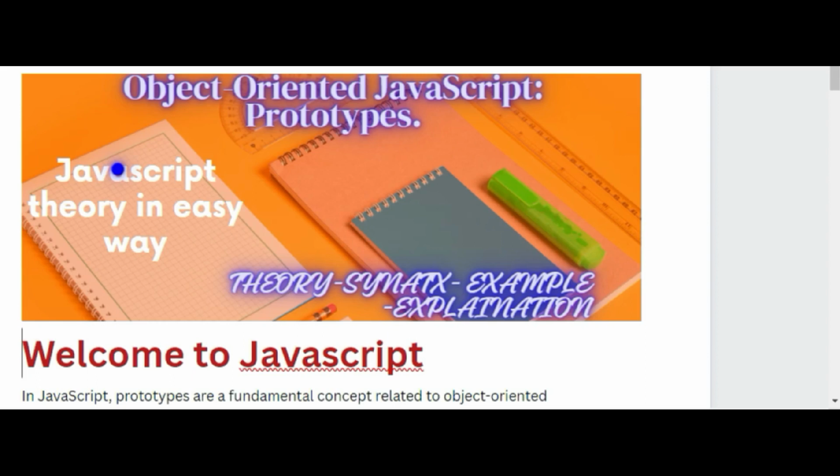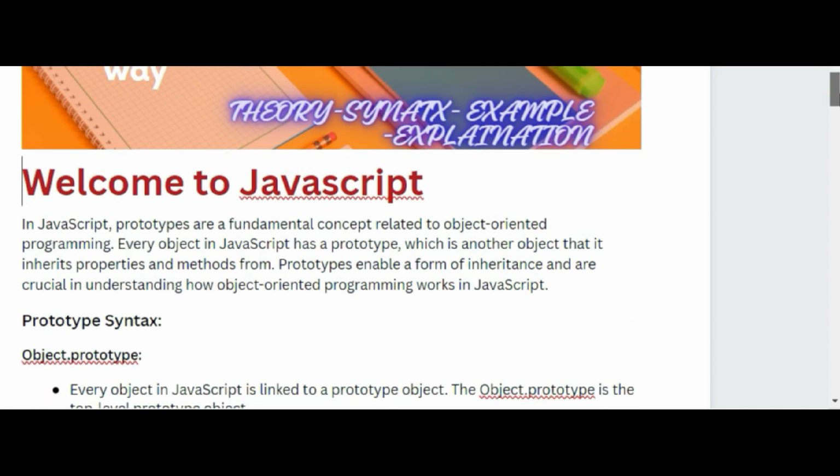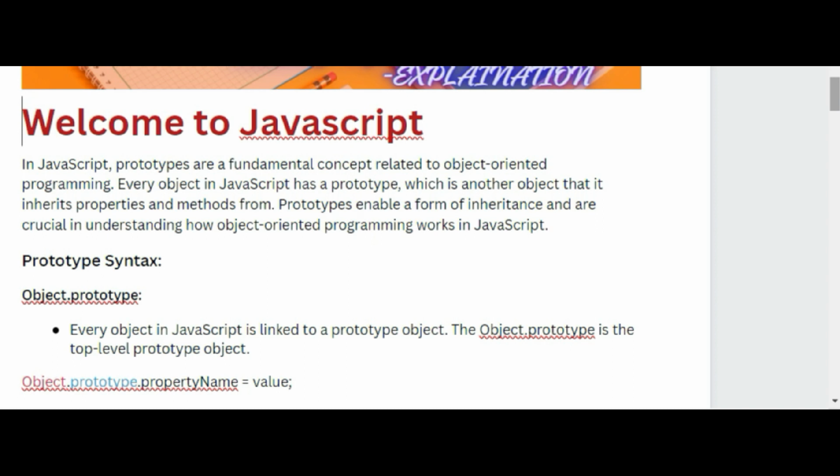So this is a topic about object-oriented JavaScript prototypes. Welcome to JavaScript, guys. So in JavaScript, prototypes are a fundamental concept related to object-oriented programming. Every object in JavaScript has a prototype, which is another object that it inherits properties and methods from. Prototypes enable a form of inheritance and are crucial in understanding how object-oriented programming works in JavaScript.